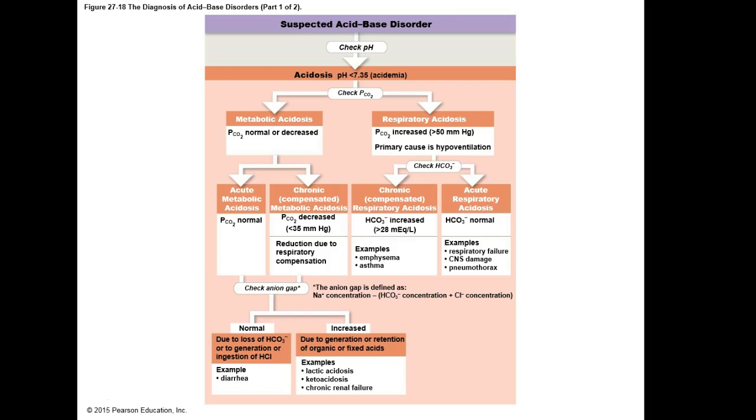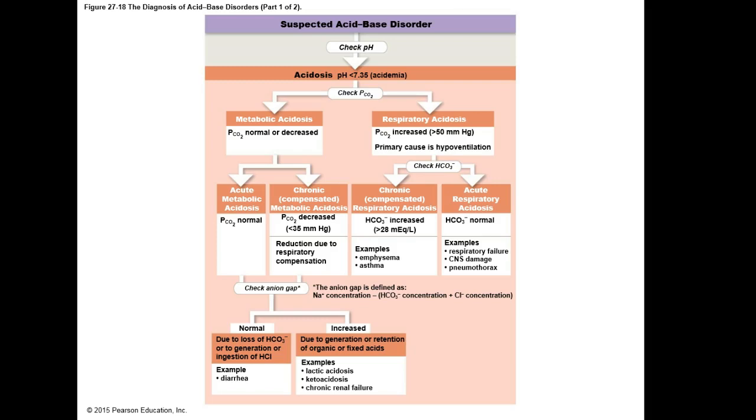So metabolic acidosis, you can have acute or chronic, which tends to be due to respiratory compensation. And that means you're basically breathing out hydrogen ions faster than normal. Or you can have respiratory acidosis. That can be acute or chronic.